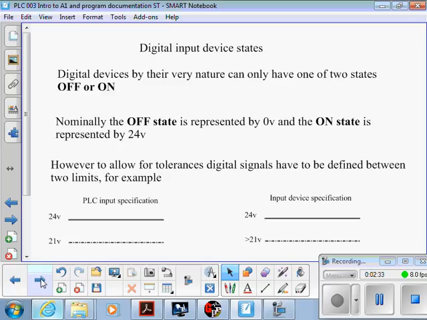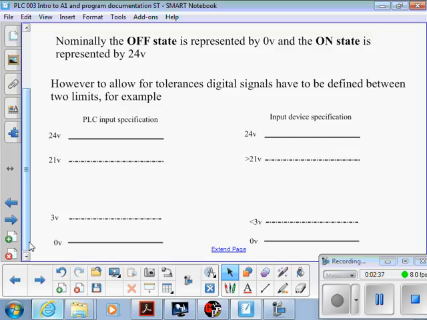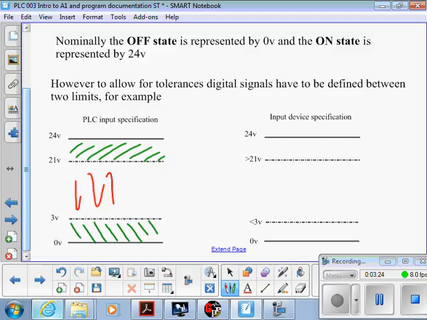However, like anything in life, they all have their tolerances. So the specification for a piece of kit has a nominal 24 volts for an input, but they have to allow for a tolerance on those values. So if we look at the specification for the PLC input, what they'll do is say anything, for instance, between 21 volts and 24 volts in that area will be recognized and will turn on that PLC input. Anything lower than 3 volts, for example, and that PLC input will recognize that as off and turn the input off. In this area here, we don't know what that'll do, is what the specification is saying.